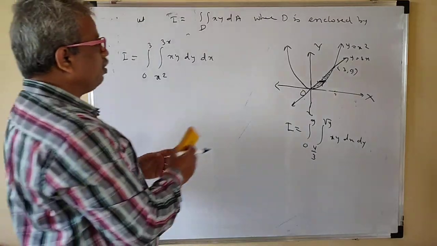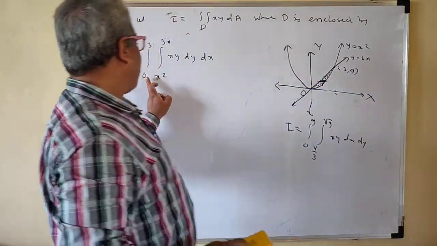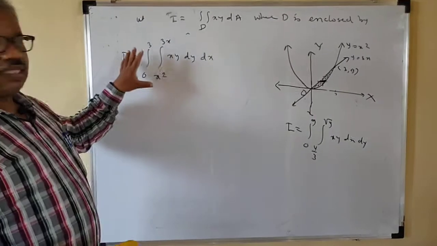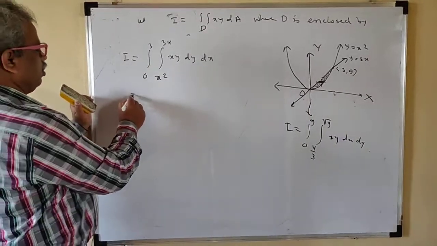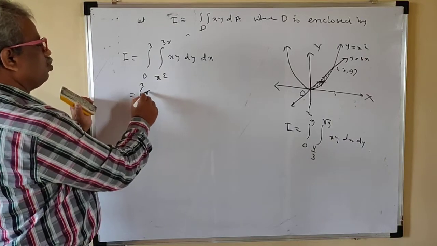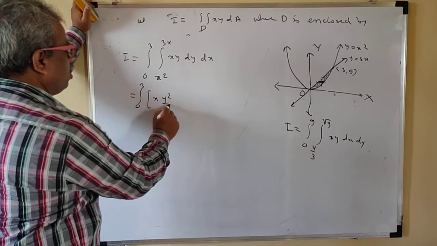Our problem is that this figure is only used to find these limits of x and y. Once we have the limits, there is no use of the figure. Now we'll solve this one. So x is from 0 to 3, and we are integrating this, which gives y square by 2.